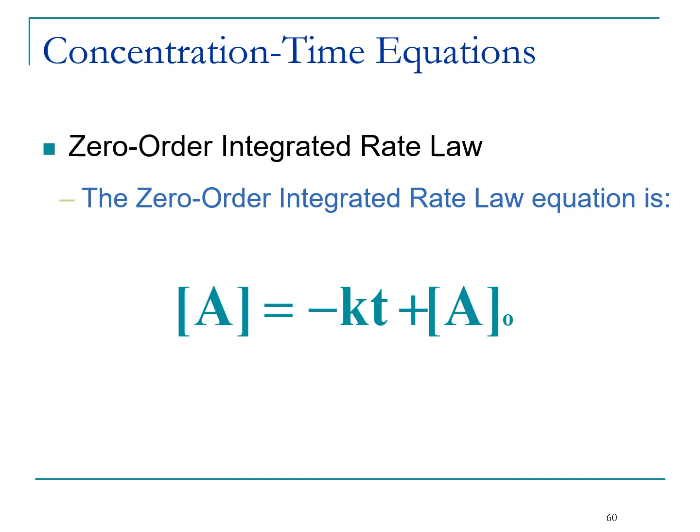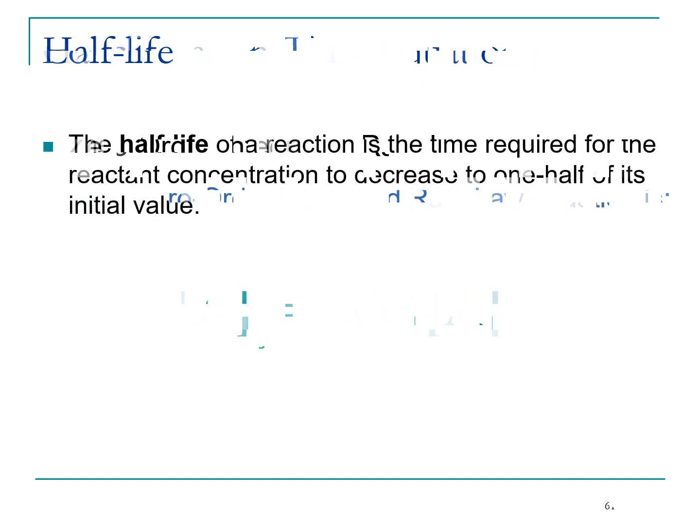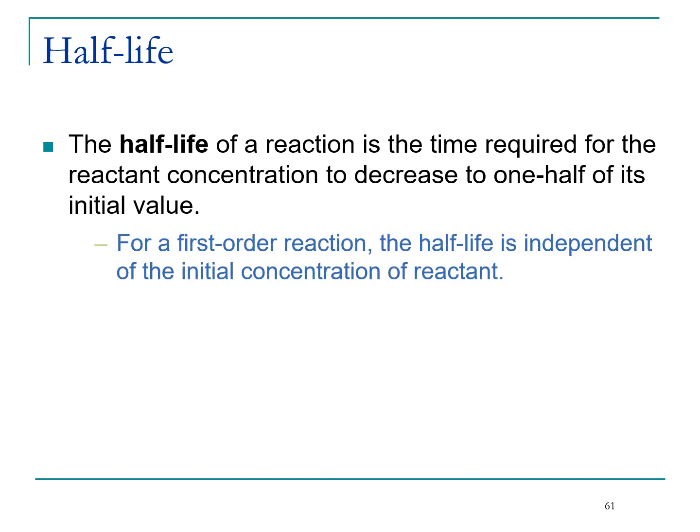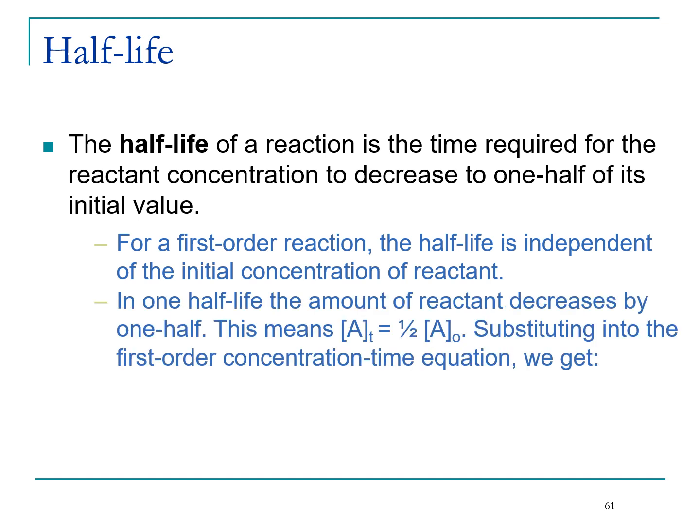Now, we can have a zero order integrated rate law, and this happens to be the zero order rate law. The concentration of A at time t equals negative kt plus the initial concentration. And you can use that the same way. All right, there's something called a half-life. The half-life of a reaction is just the time required for the reactant to decrease to 1/2 of its initial value. For a first-order reaction, half-life doesn't matter what the initial concentration is.